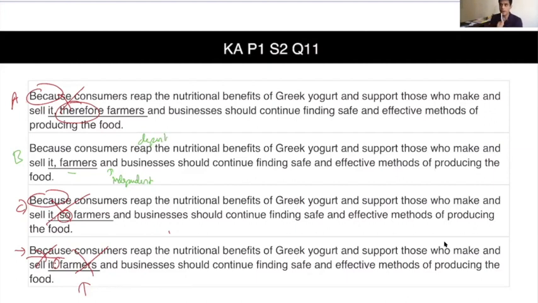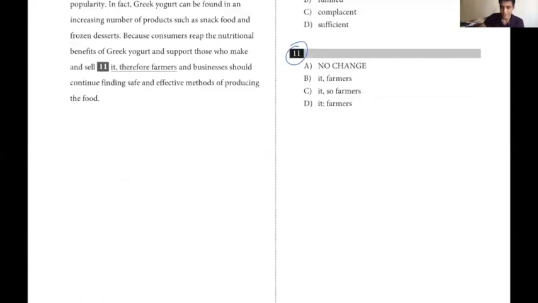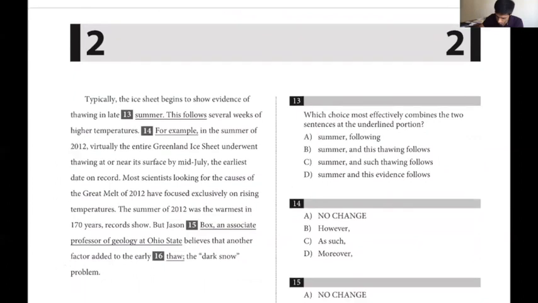So this is fine. No one's still gotten it. Nope. Keep going. What is correctly being done here? No transition words either. There's no transition here. You're right. There is no redundancy. All right, friends. This is a modifier. Farmers is being modified by this. Do you agree with that or not really? You don't agree with that? Okay, let's see. Because consumers reap the nutritional benefits of Greek yogurt and support those who make and sell it, farmers and businesses should... Okay, fine. I guess you can disagree. Ignore me, sorry. You're right. No modifier. All right, let's do the next one. We're not gonna do convoluted ways. Let's not do 12, let's do 13.